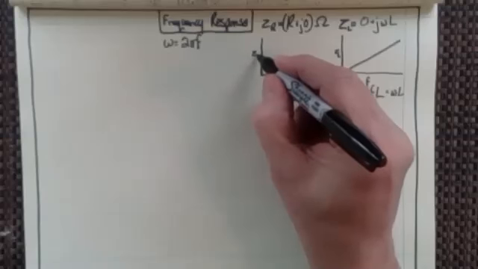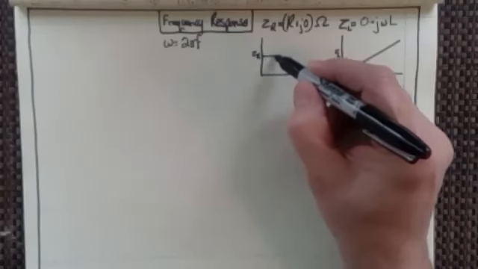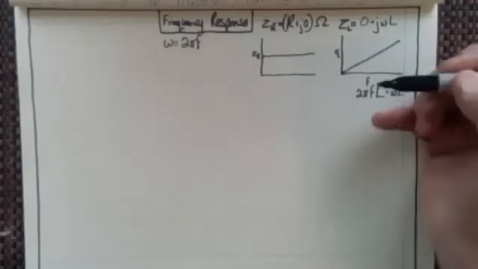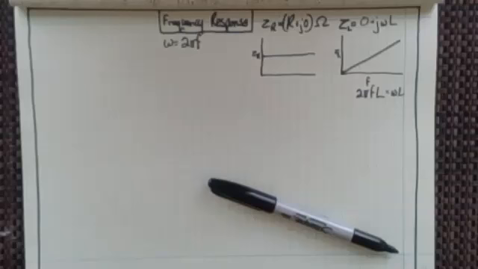And if we looked at Z sub R, I think everybody can see that what we really have is it's constant. Right? It's a constant. Doesn't matter what the frequency is for the impedance of R.